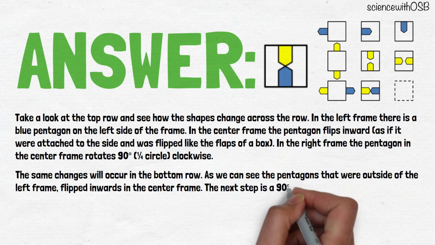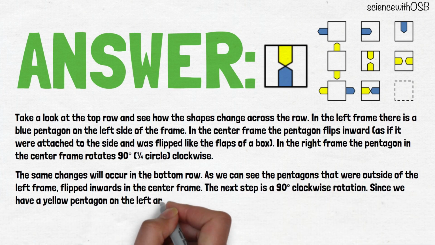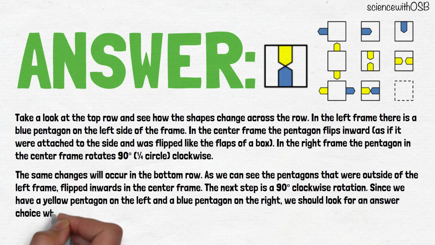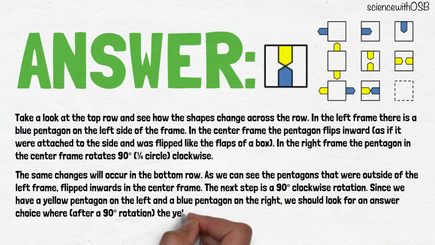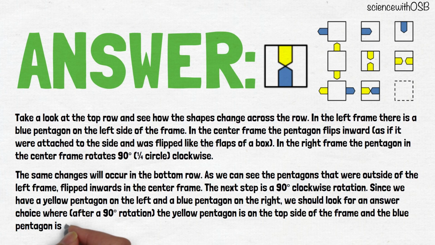The next step is a 90-degree clockwise rotation. Since we have a yellow pentagon on the left and a blue pentagon on the right, we should look for an answer choice where, after a 90-degree rotation, the yellow pentagon is on the top side of the frame and the blue pentagon is on the bottom side of the frame.